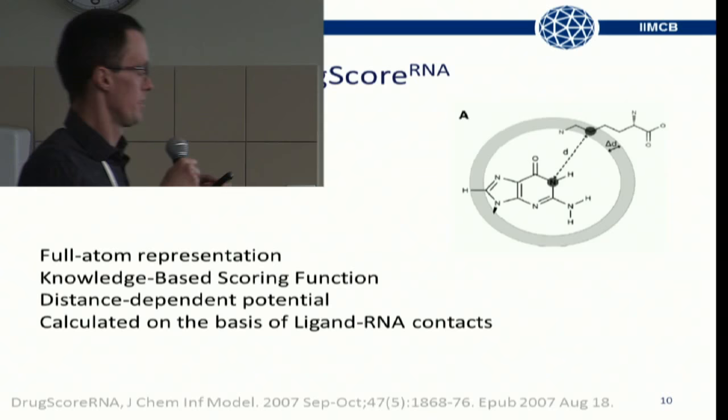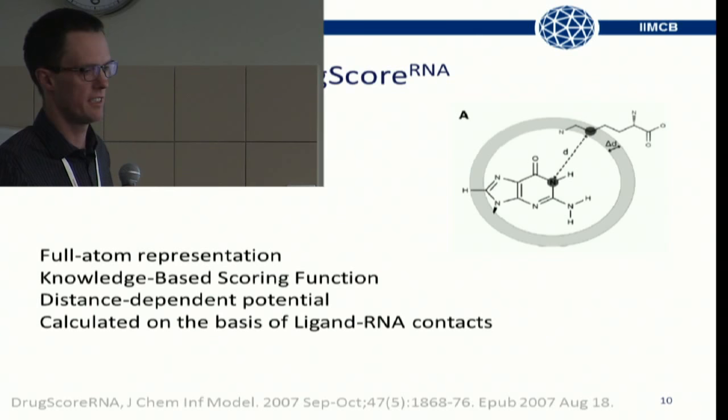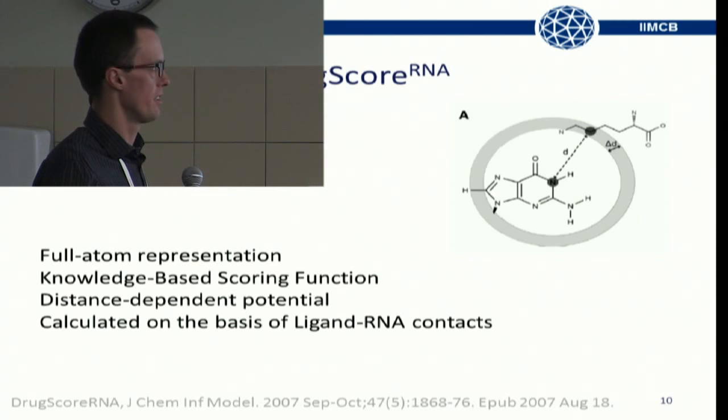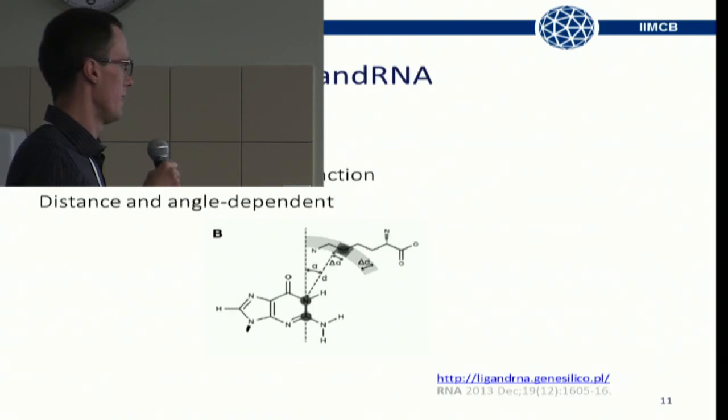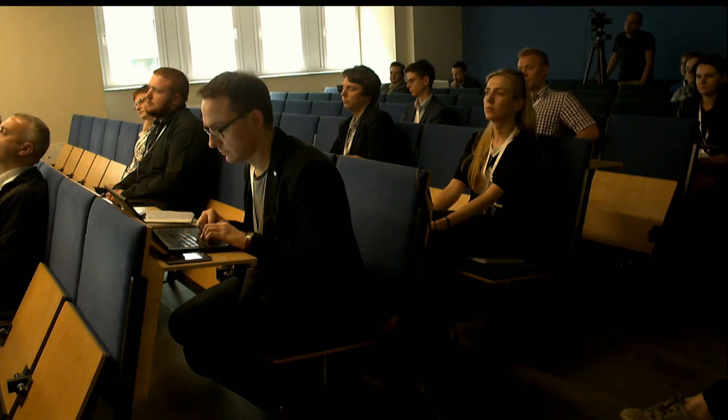So one of the first is DrugScoreRNA, which is a knowledge-based scoring function, which means that it's based on the statistical data of solved structures, and there is a full atom representation for both interacting partners, and what is taken into account is only the distance between atoms of ligand and RNA. And in our laboratory, previously a slightly enhanced version of such a potential had been developed, and it works in a similar way, but more data is taken into account, not only distance but also angle between atoms. So this scoring function is more accurate than the previous one.